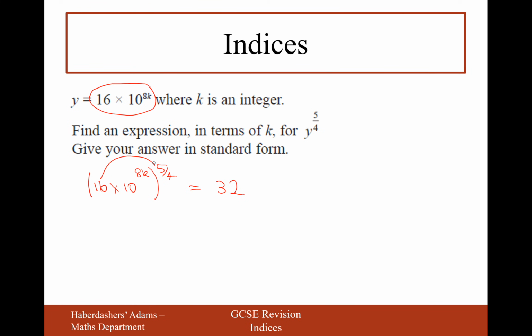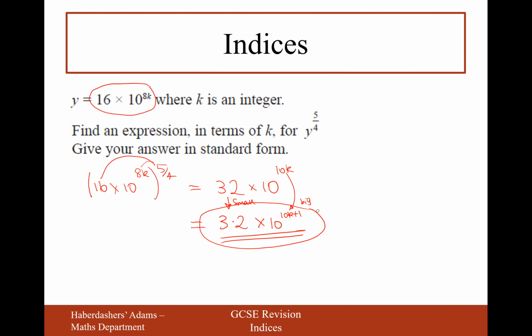And then you multiply your indices together, so that's going to make it 10k. But I need to write my answer in standard form, so I need to change the 32 into 3.2, and so I've reduced that and made it smaller. So now I need to make the power bigger. So it's going to be 10 to the power of 10k plus 1. I've made it one more power of 10 bigger, because I've made this a power of 10 smaller. So there we are, that's the answer for this question.